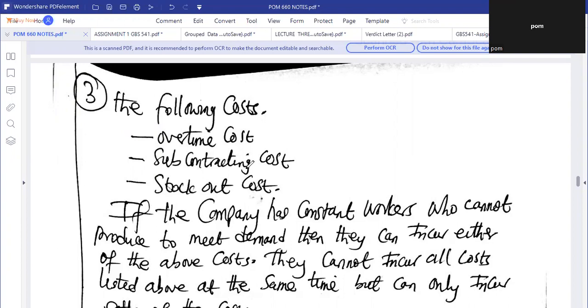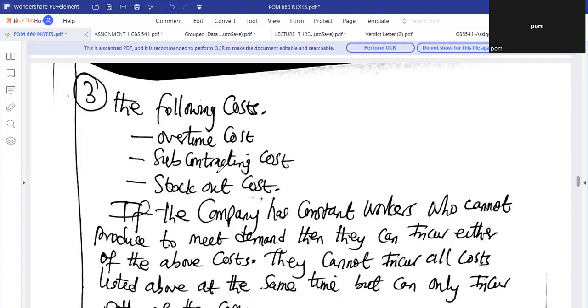Okay, an example: you give a lecturer or a tutor an assignment to give somebody to do. Then if he can't manage, he can subcontract. If he cannot do it, he can subcontract and give somebody else to work on it. And in fact, he's going to incur the subcontracting cost because you will pay that person who is going to work for that assignment or anything else. All right. So you can either do overtime or you can subcontract. That's option two.